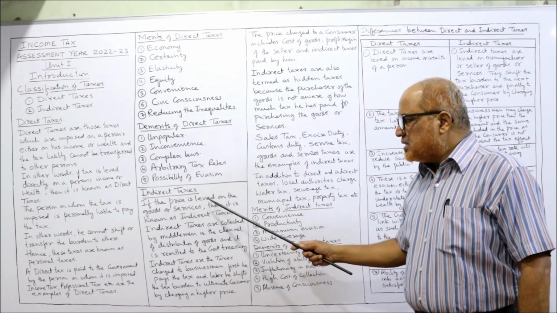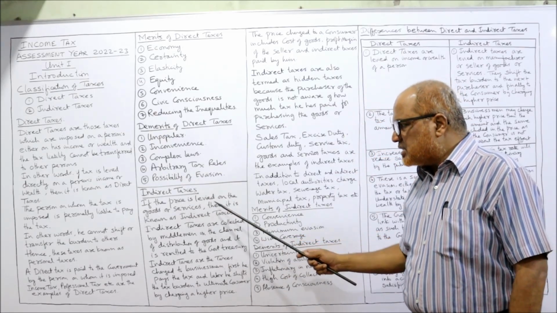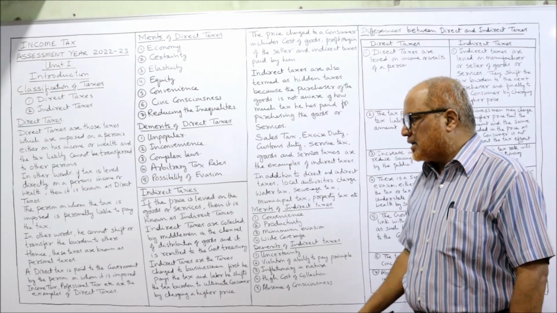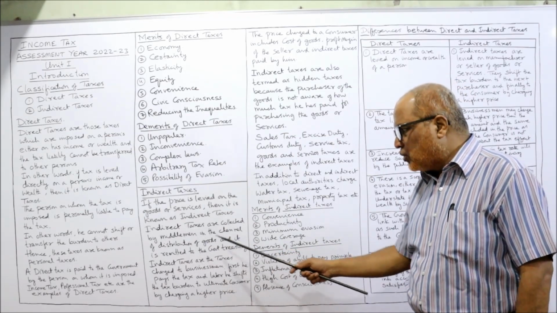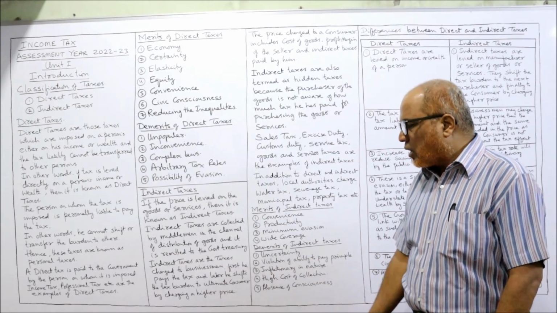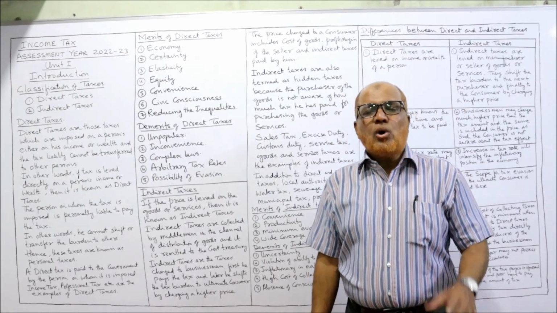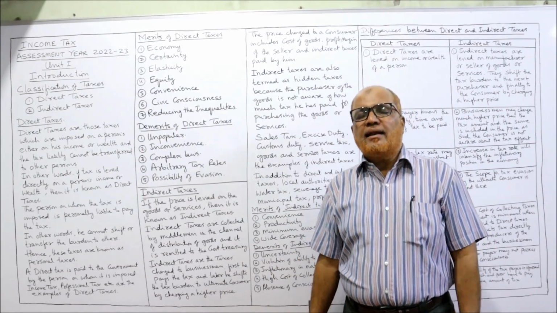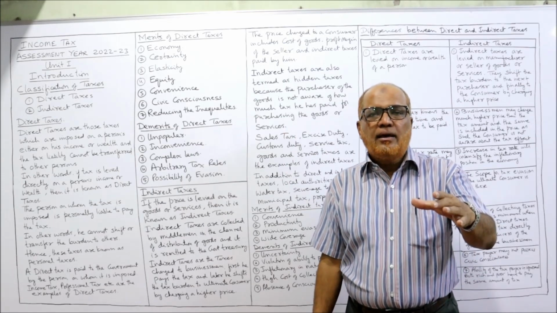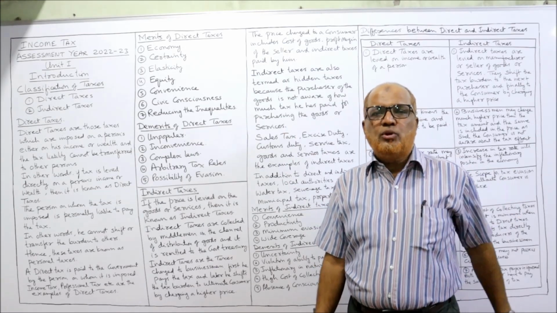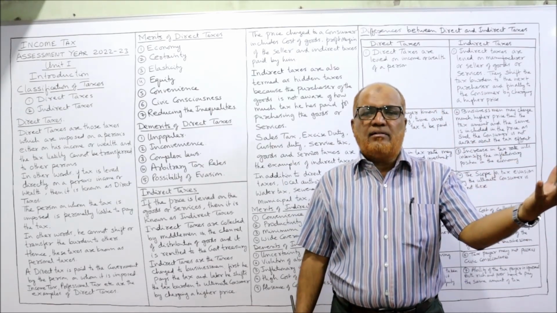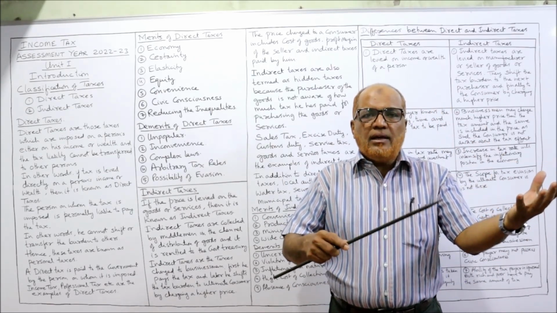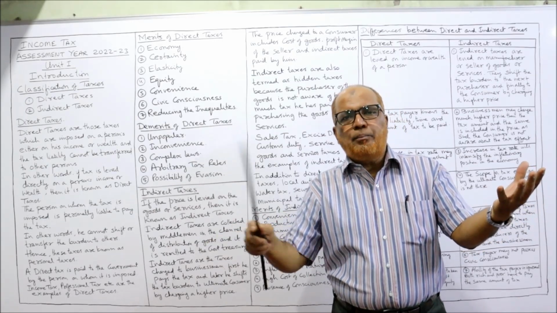Now, if the tax is levied on the goods or services, then it is known as indirect tax. Indirect taxes are collected by middlemen in the channel of distribution of goods and it is remitted to the government treasury. So who will pay the indirect tax? The middlemen in the channel of distribution. Example, goods are produced in the factory, but ultimately goods will be consumed by the people.